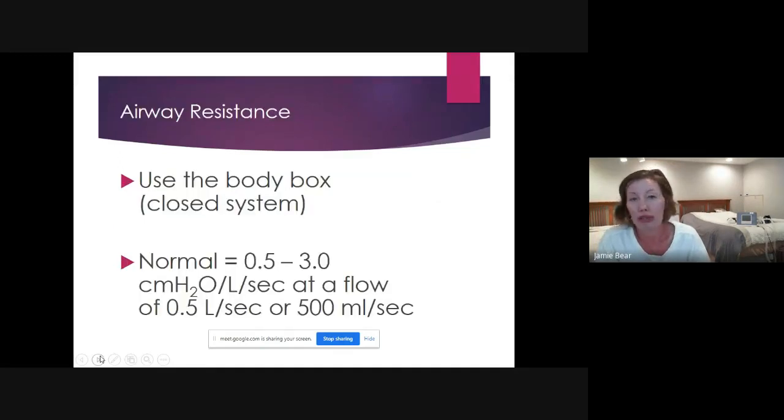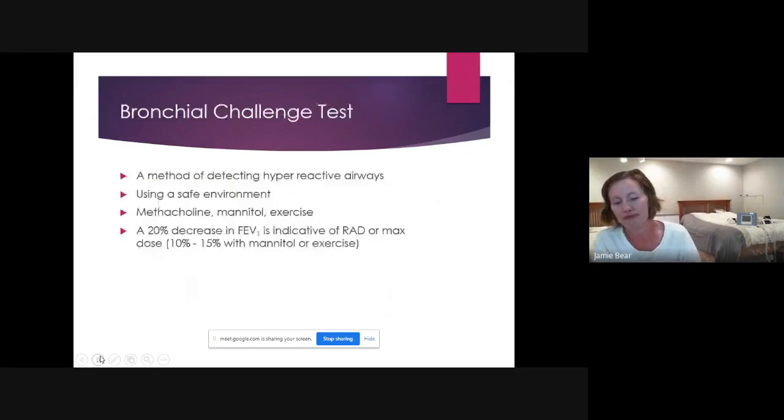You can measure airway resistance using the body box. Normal is about 0.5 to 3 centimeters of water per liter per second, at a flow of 0.5 liters per second, or 500 milliliters per second.